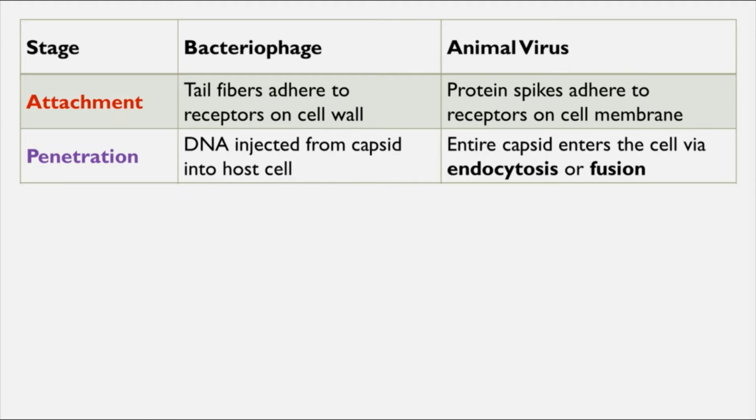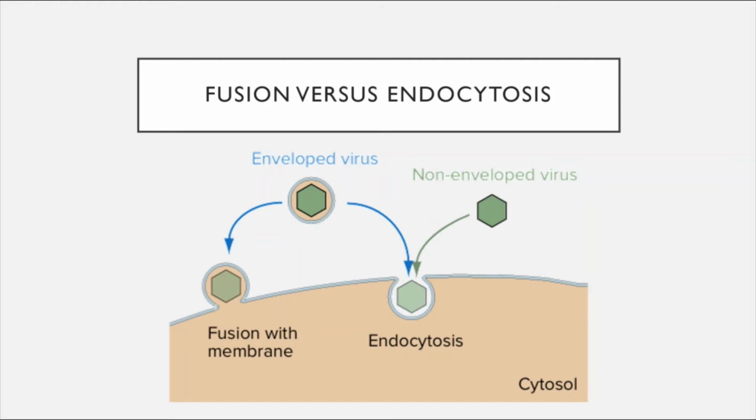In penetration, we saw that bacteriophages would contract and inject their DNA genome into the host cell from their capsid. The capsid did not enter the host cell. However, with animal viruses, the entire capsid will enter the host cell via one of two processes, either endocytosis or fusion. The difference between endocytosis and fusion is that fusion describes the process of entry by an enveloped virus where this layer of material that we call the envelope fuses with the cell membrane and dumps the capsid inside.